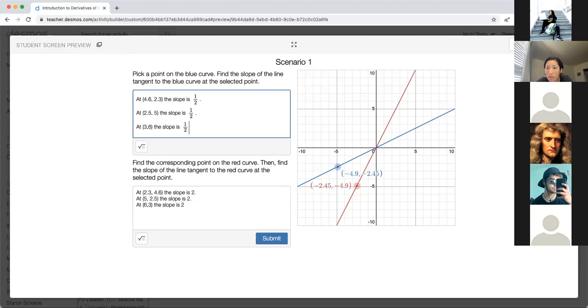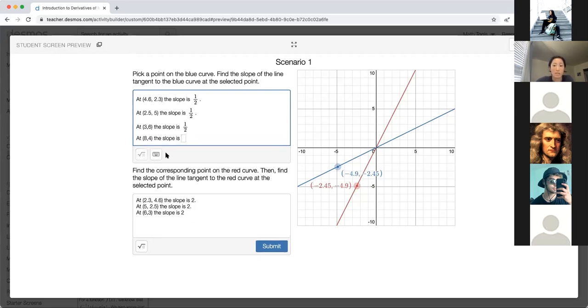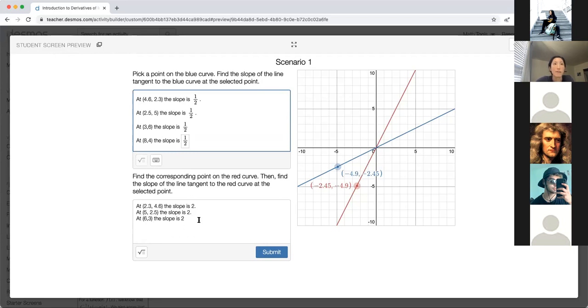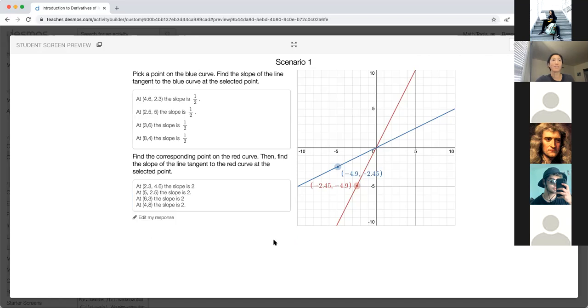Let's see, Christina, you've got, okay, at 8 comma 4, the slope is 1/2. Good, and then your corresponding point at 4 comma 8, the slope is 2. All right. I know I didn't capture everyone's points here, but I think this looks great.